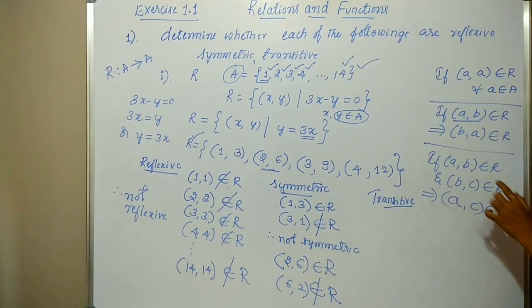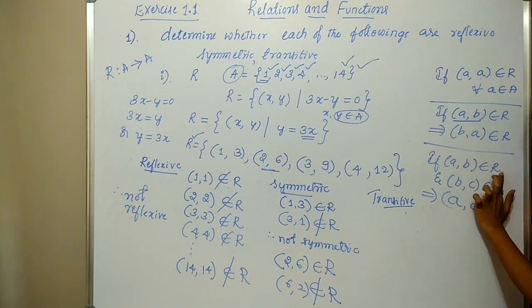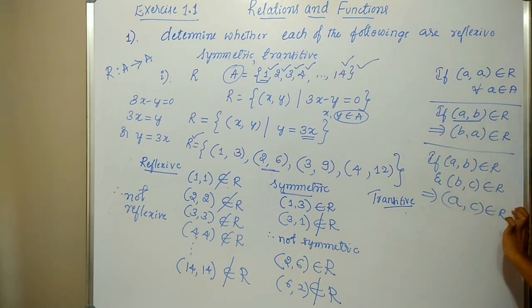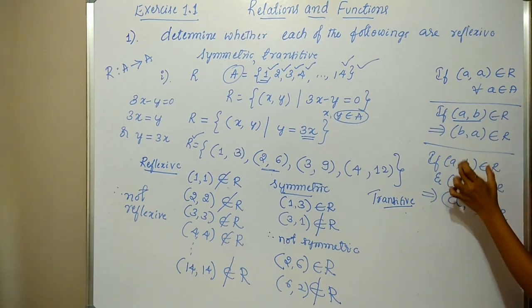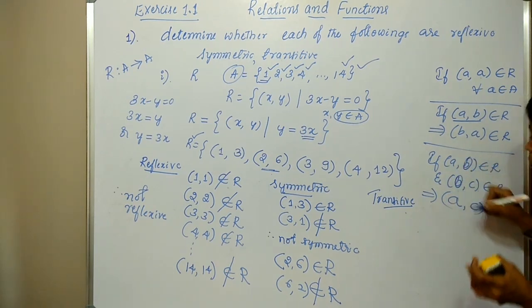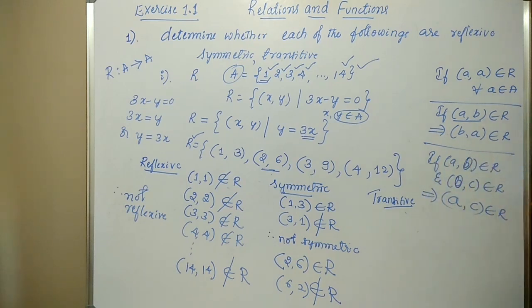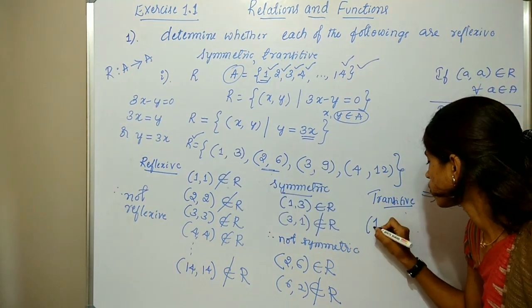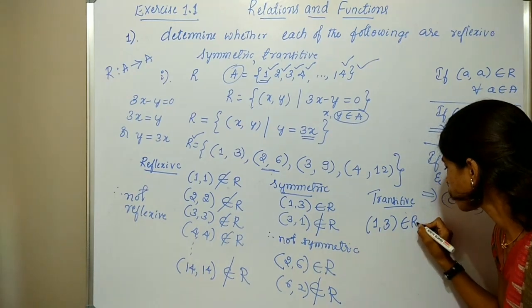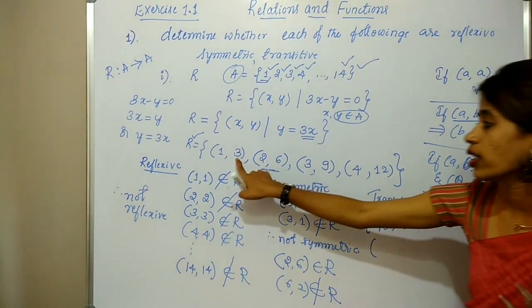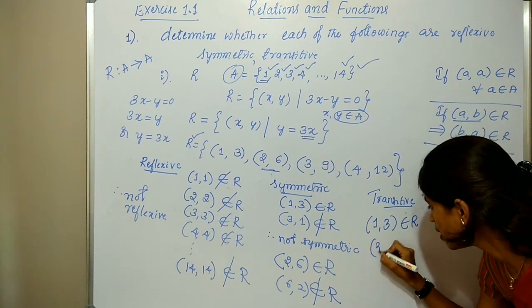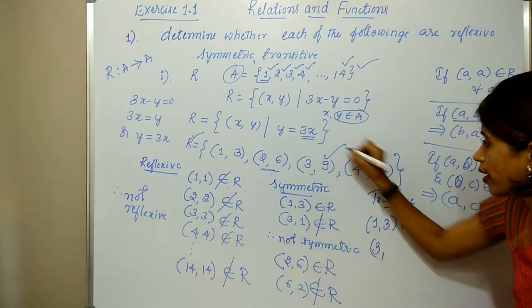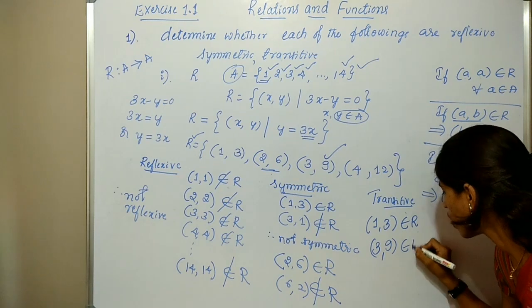To be transitive, if the ordered pair (A, B) belongs to R and (B, C) belongs to R, meaning B is common, then the ordered pair (A, C) must also belong to R. Then we say that it is transitive. Here I am taking, say, (1, 3). (1, 3) belongs to R, and we start with the last element 3. So 3 with element 9: (3, 9) belongs to R.